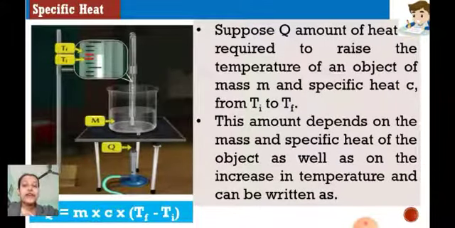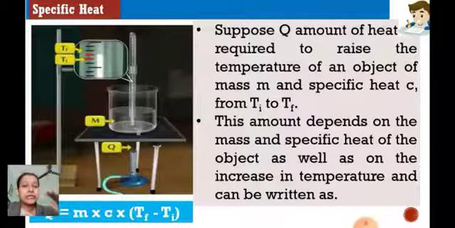Delta T means final temperature minus initial temperature, because the final temperature will be higher as compared to the initial temperature. Therefore, when we are finding out the increase in temperature, we have to always subtract the lower number from the higher number, that is Tf minus Ti. So that will be the formula.